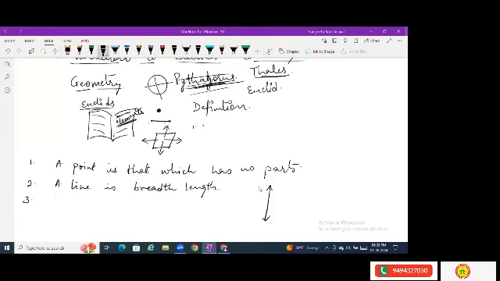The third thing he said was the ends of a line are points. If you talk about a line, the ends of the line are points. You agree to that? You agree to that, children?